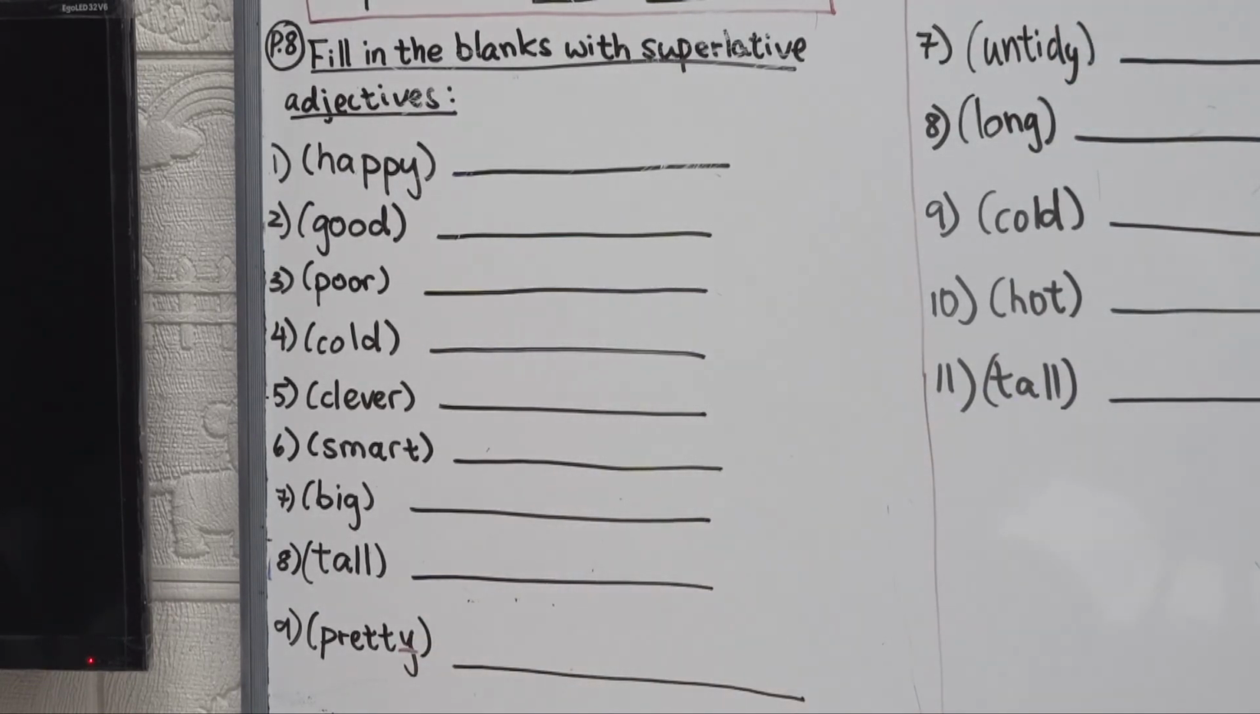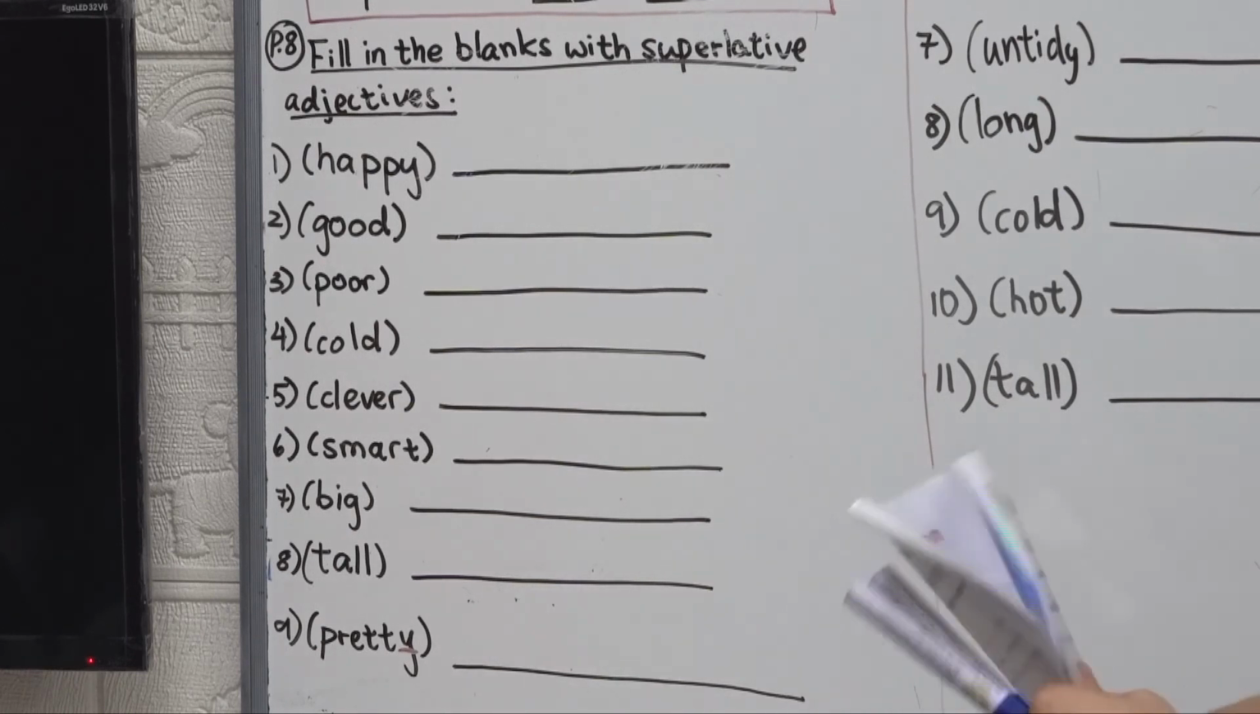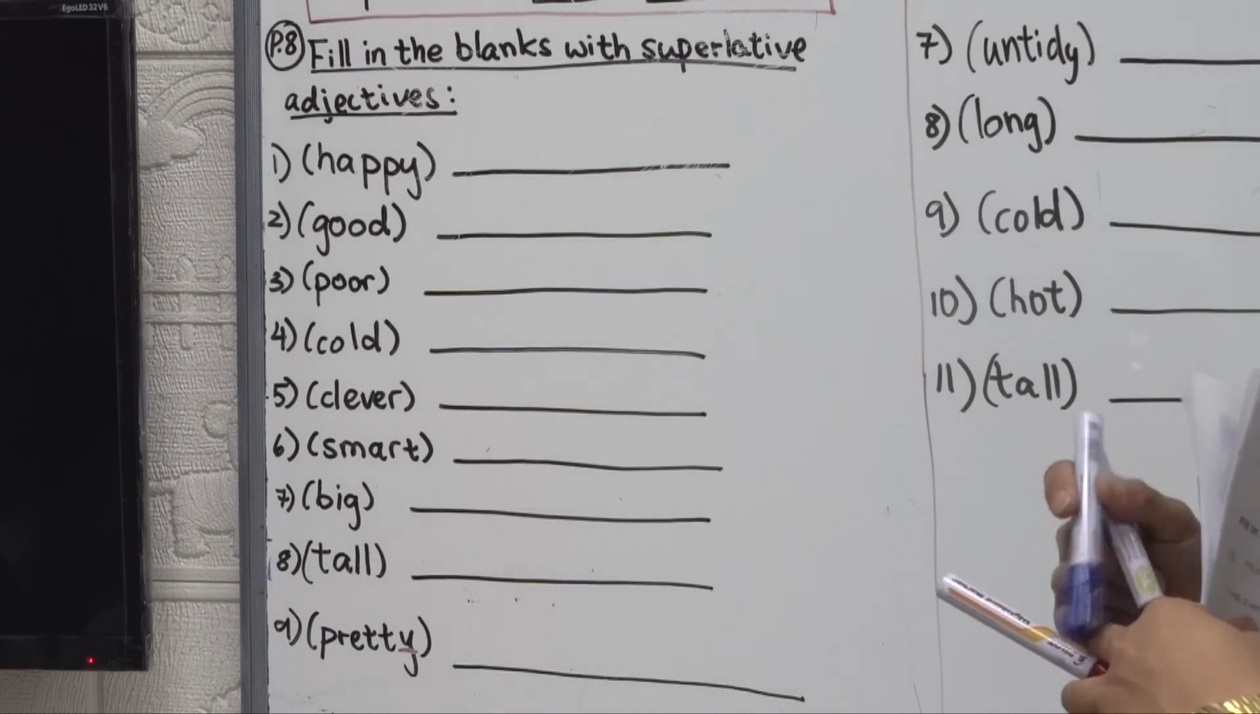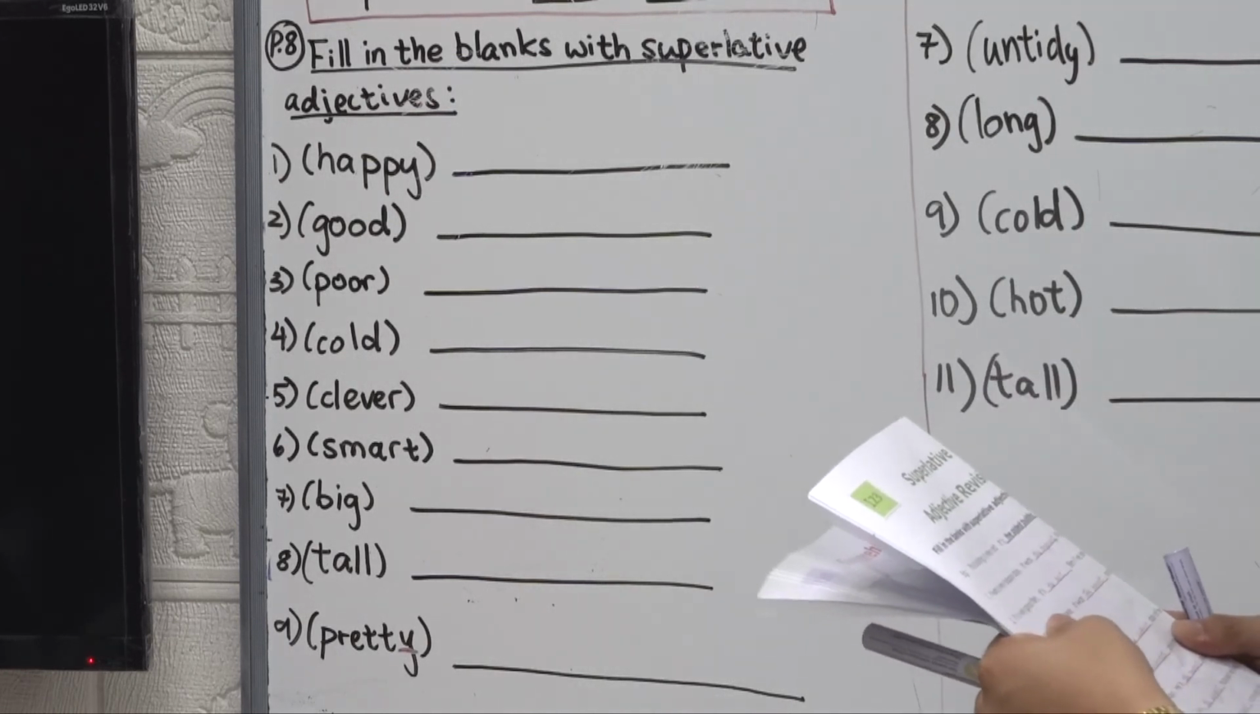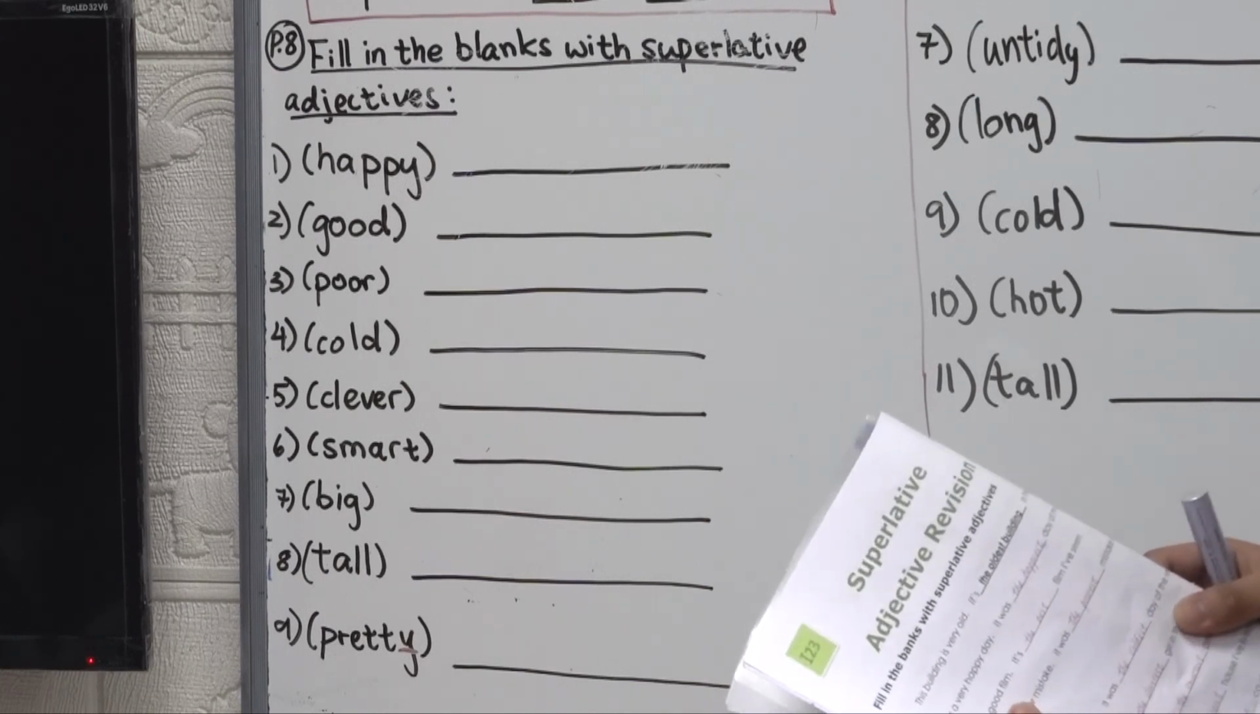So let's do questions 1 to 6 together. I'll let you do 7, 8, and 9 by yourselves, all right? So number 1, very easy. It was a very happy day. It was blank day of my life.